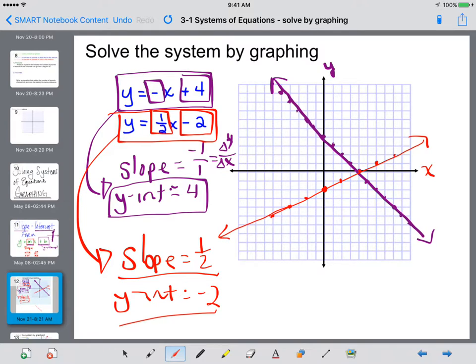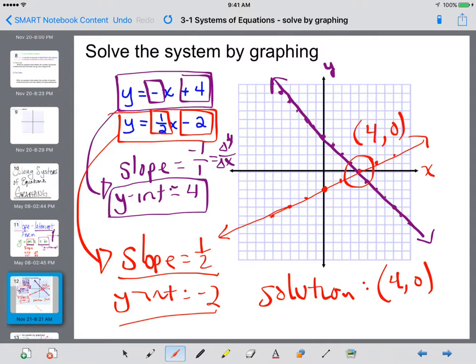Now, in a system of equations, our solution happens to be where they cross. And so the solution to this system of equations is the point that they have in common. And that point is the x value is 4 and the y value is 0. There's my solution.